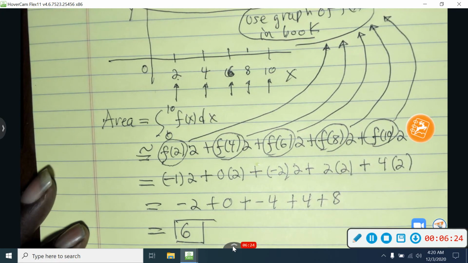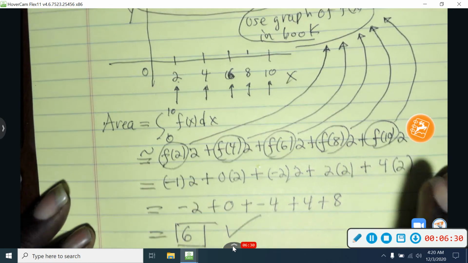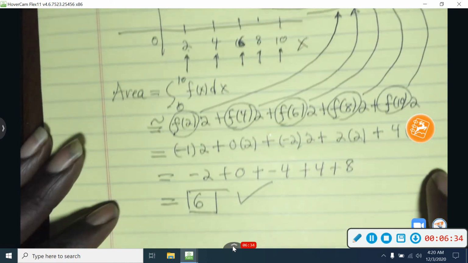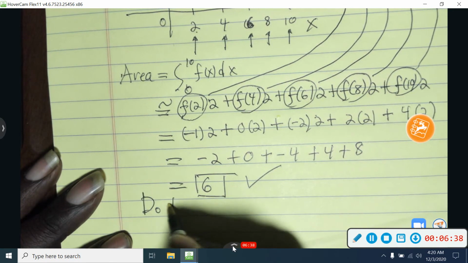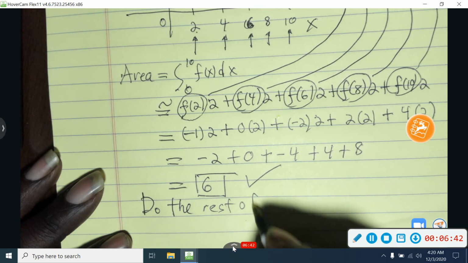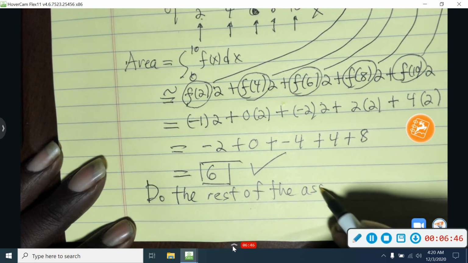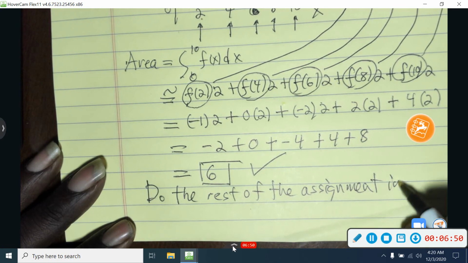And now my favorite part. That's the answer you see in the back of the book. Okay, so that was number 5A in 4-2. Do the rest of the assignment yourself in 4-2.